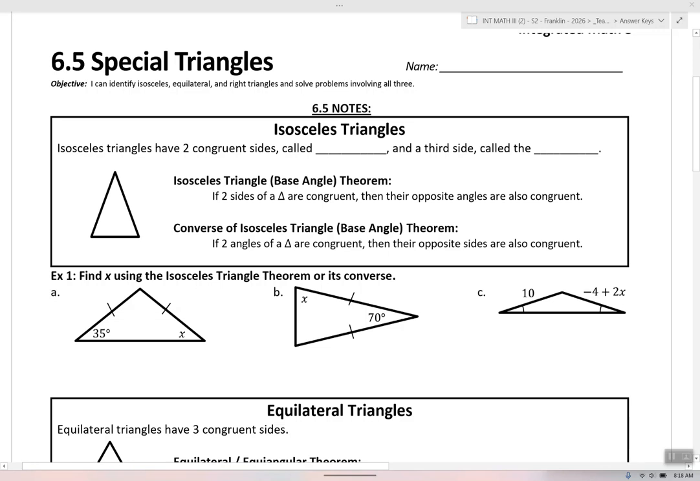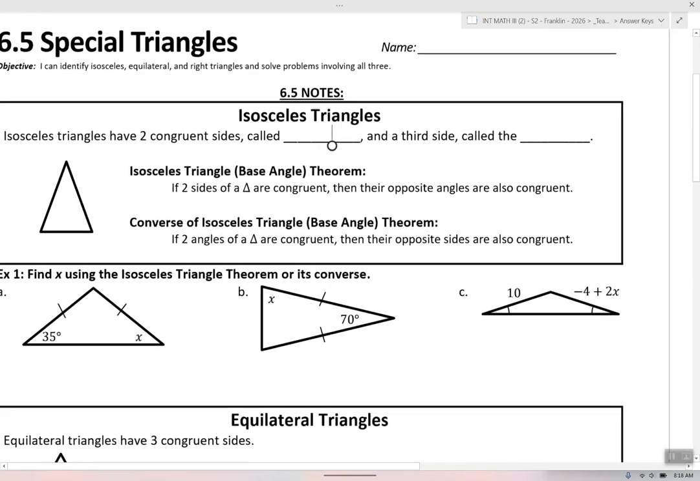All right, let's discuss more triangles. In these notes, we're going to look at three specific types of triangles and some things you can do with them. So first, we're going to look at isosceles triangles. Now, isosceles triangles are just triangles that have two congruent sides. So two of their sides are the same, and the third side is different.